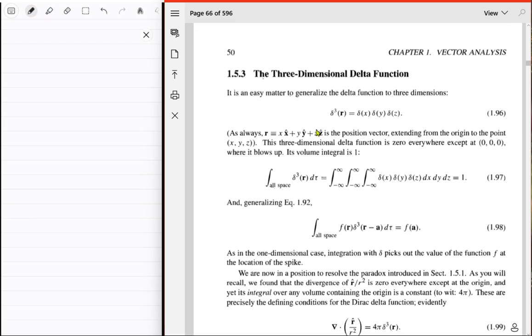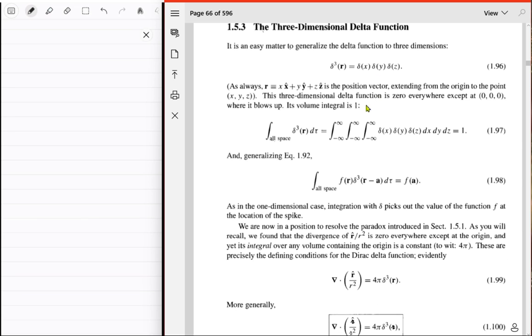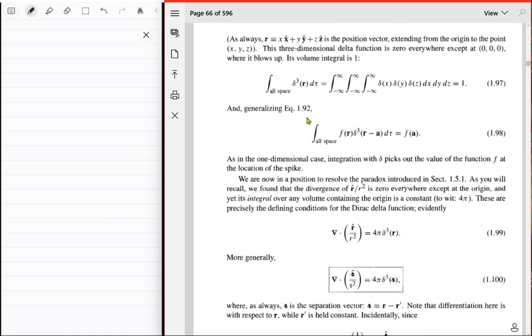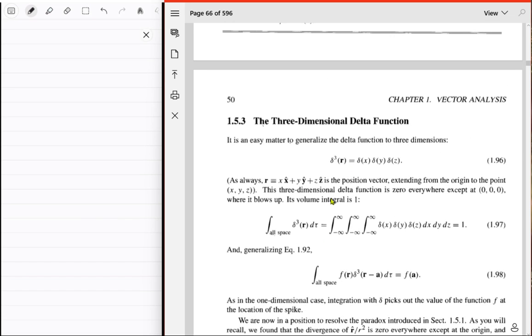Three-dimensional delta functions. It is an easy matter to generalize the delta function to 3 dimensions. So delta cubed of r is equal to delta of x, delta of y, delta of z. For a cubic volume, the integral will just be 1. Makes sense. The notation is integral over all space of delta cubed of r. It should not even be all space, it's just some space that contains the origin. Generalizing equation 1.92, once again, delta is defined by its integral. So any function that behaves like this is a Dirac delta function.